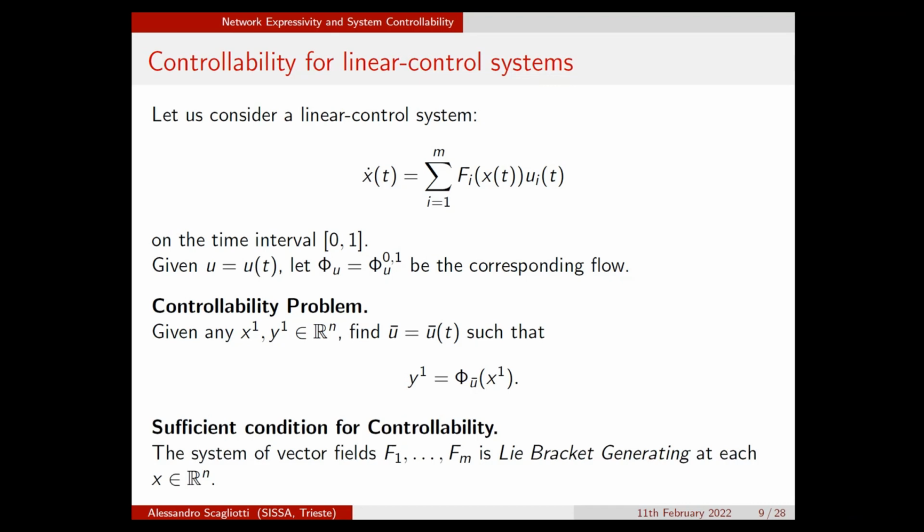So the system is controllable if the family of vector fields F1, ..., Fm is Lie bracket generating at each point. What does it mean? Okay, now it is not so important. It is just important to say that this condition is implied by the Lie algebra strong approximating property, which is the technical condition that we require of our vector fields.